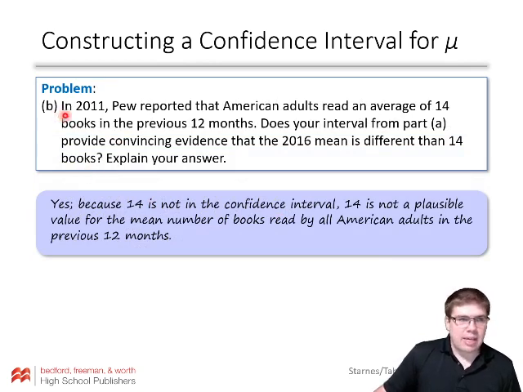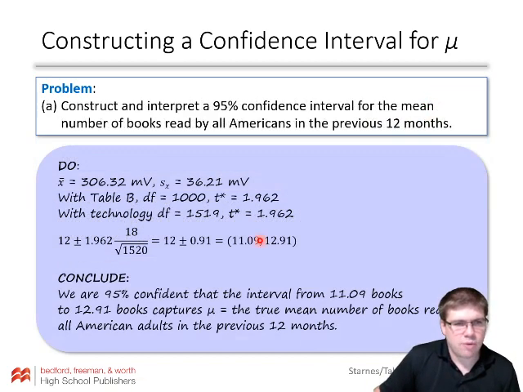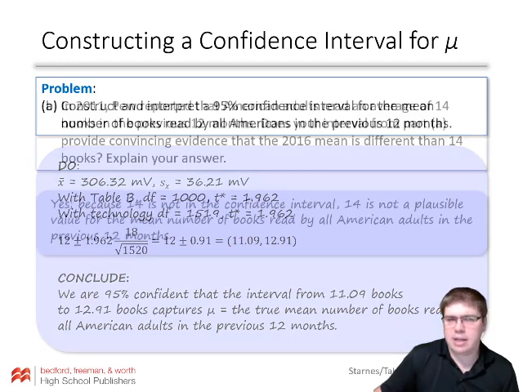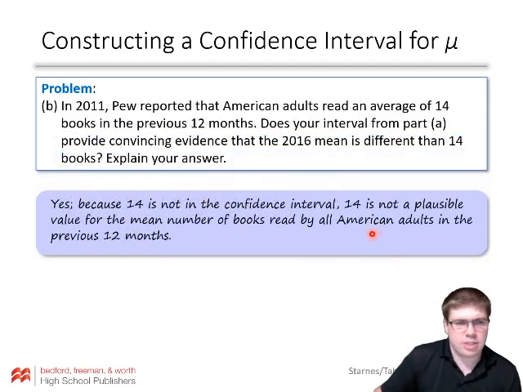So then part B is, in a 2011 Pew Research report, American adults read on average 14 books in the previous 12 months. Does your interval from Part A provide convincing evidence that the 2016 mean is different than 2014? Has it gone up or down maybe? You know, is it no longer 14? Well, our interval, just to remind you, went from 11 to 12.9. 14 is not in that interval, so we're pretty confident it doesn't include 14. It's not considered a plausible value. So yes, we do have convincing evidence that it has changed. 14 is not in that confidence interval. It's not a plausible value for the mean number of books read by all American adults in the previous 12 months.